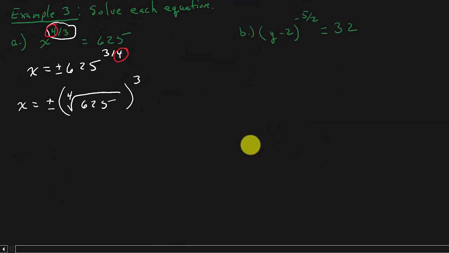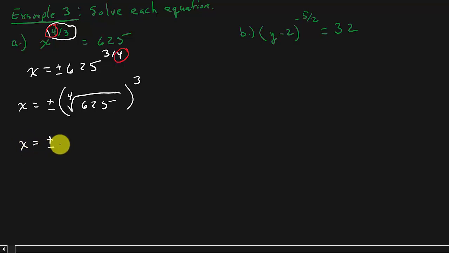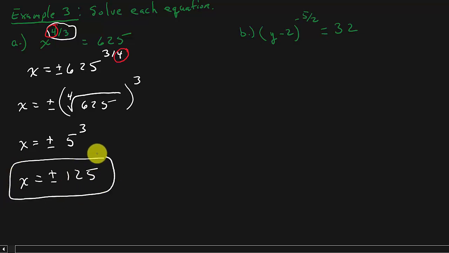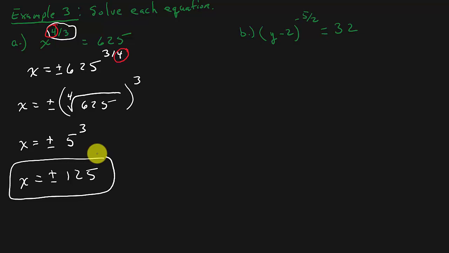All right. So now we get x is equal to plus or minus, and then the fourth root of 625 is 5, and that's cubed. And so x is equal to plus or minus 125. And there's your answer. You get two solutions on that problem. Okay? All right, let's look at the next one.